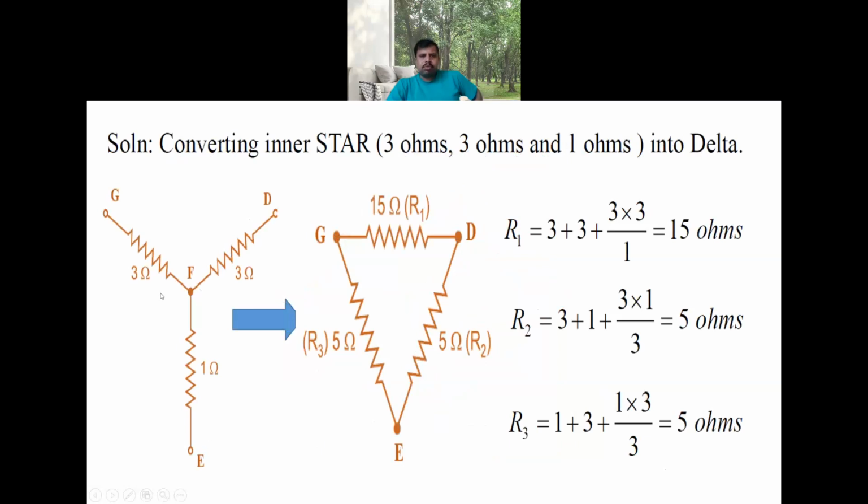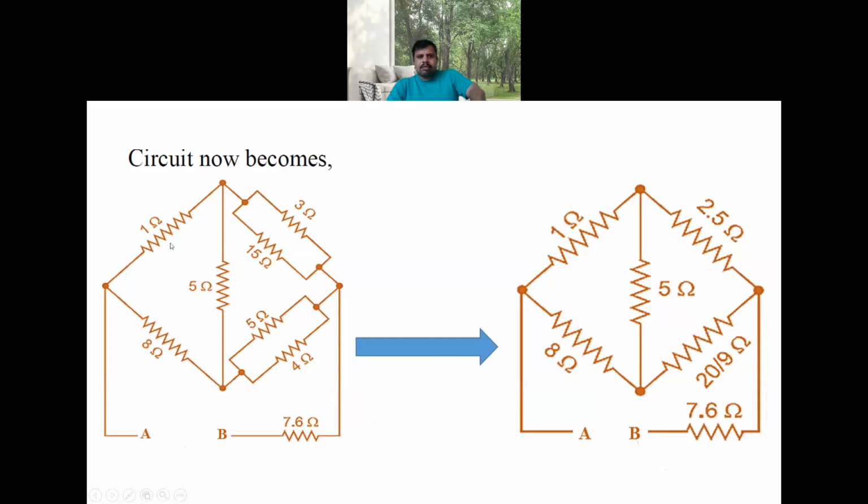GDE, that was a star, is converted into delta now. Once the star is converted into delta, the circuit will become like this. Now, this 15 is in parallel with 3, this 5 is in parallel with 4, and the remaining 3 are delta. If you simplify further, the circuit will become like this. Again, here you have two delta connections and two star connections.